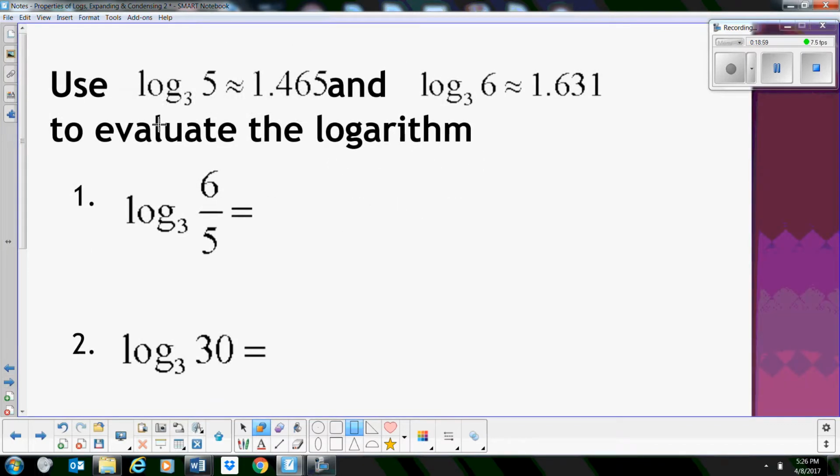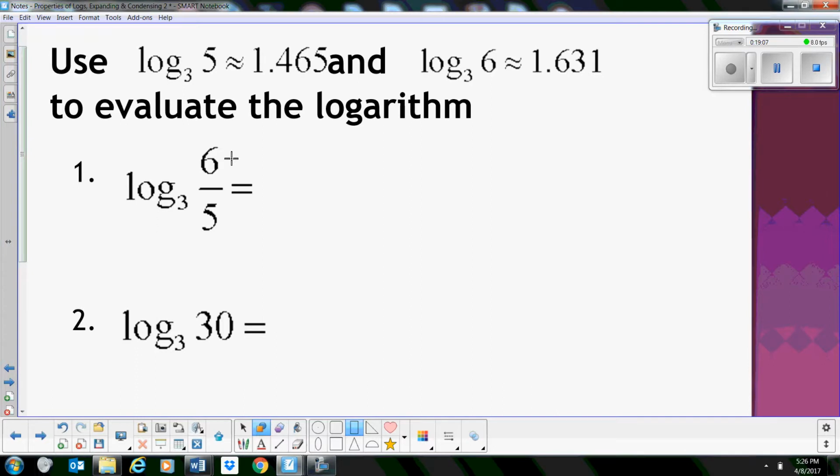Now we can actually use logarithms and use substitution to evaluate them, okay? So what we're going to do is look at these logs, and we're going to have to rewrite them in expanded form and then evaluate. It's actually kind of a cool concept. Okay, so we've got log base 3 of 6/5. Well, right now we'd have no idea what that value is without a calculator, but we're given values from the calculator for both the log base 3 of 5 and the log base 3 of 6.